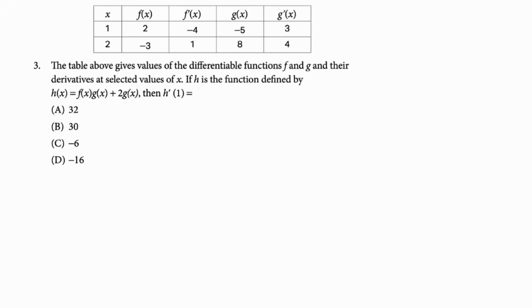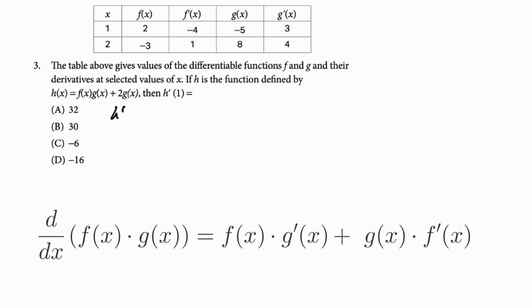Question 3, the table gives values of the differentiable functions f and g and their derivatives at select values of x. If h is the function defined by h of x equals f of x times g of x plus 2g of x, then h prime of 1 equals... I mean, looking at this now, I guess you could have factored that. That might have been a good idea. I didn't. I just dove in.